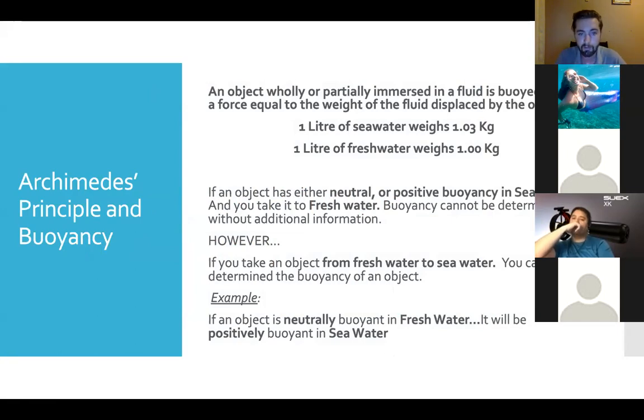Okay. So if an object has either neutral or positive buoyancy in seawater and you take it to fresh water, the buoyancy cannot be determined. But if you take an object from fresh water to seawater, you can sometimes know. So if an object was neutrally buoyant in fresh water, it would be positively buoyant in seawater because there is more weight to the salt water. So it's going to help things float more. Okay, it can accommodate more weight.